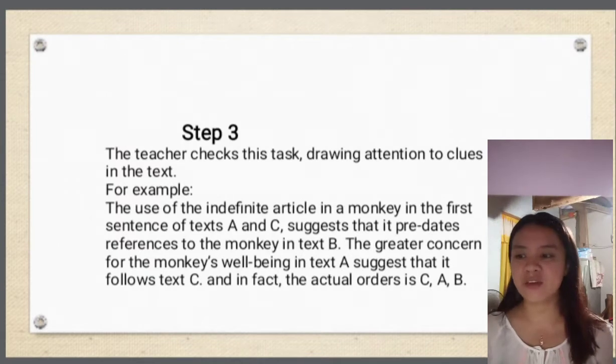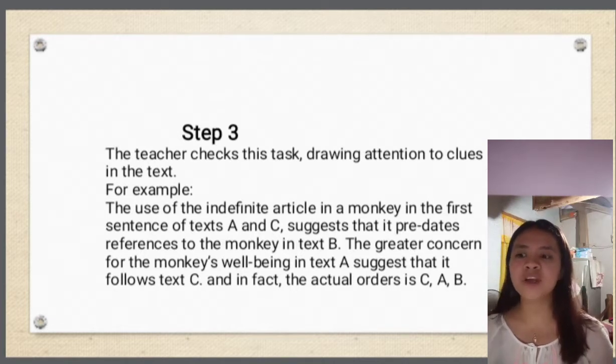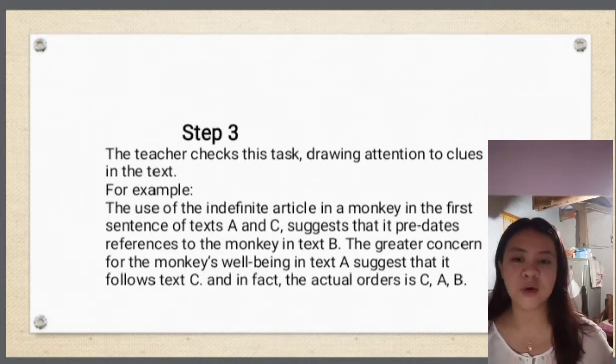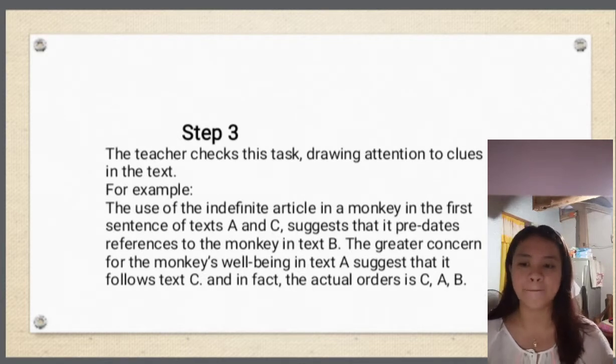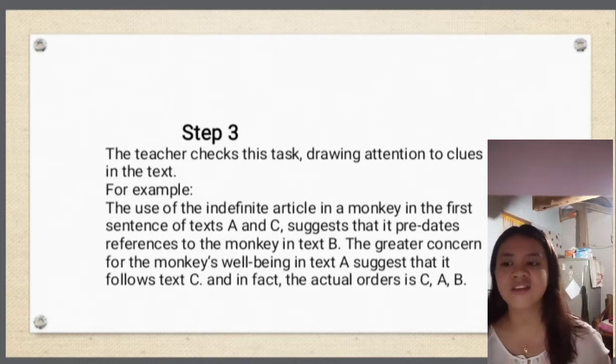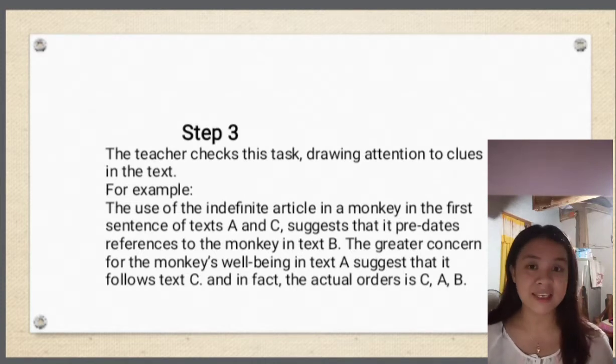So, we proceed to step 3, in which the teacher will check the task, drawing attention to clues in the text. For example, the use of the indefinite article in "a monkey" in the first sentence of texts A and C suggests that it predates references to the monkey in text B. The greater concern for the monkey's well-being in text A suggests that it follows text C. And in fact, the actual order of the texts that I was given in step 2 is C, A, and B.